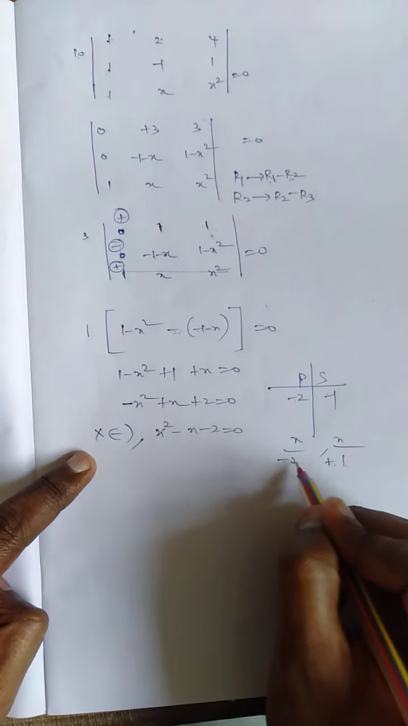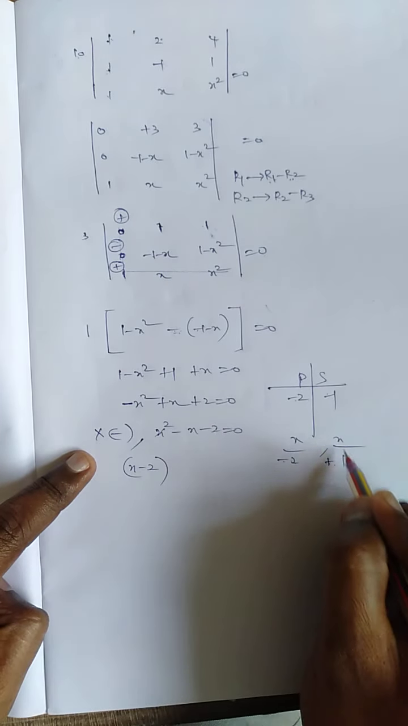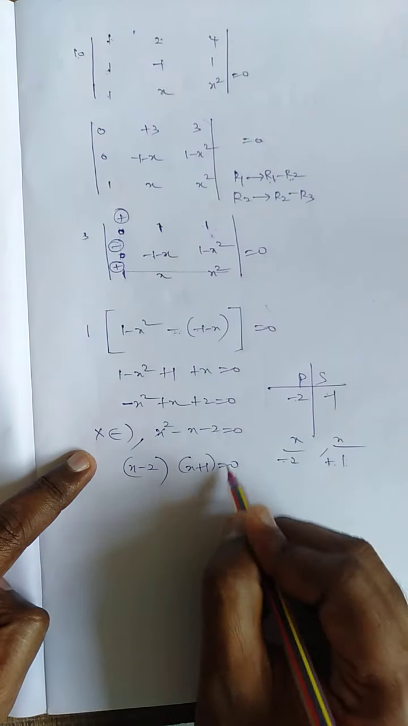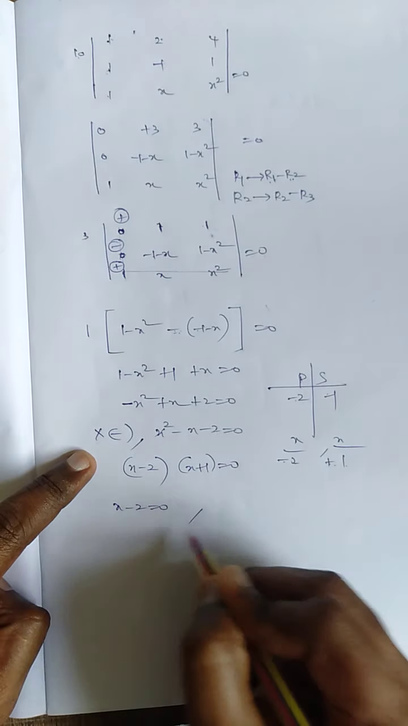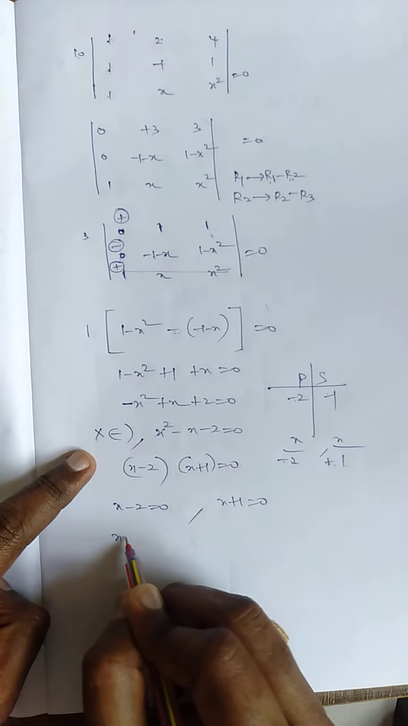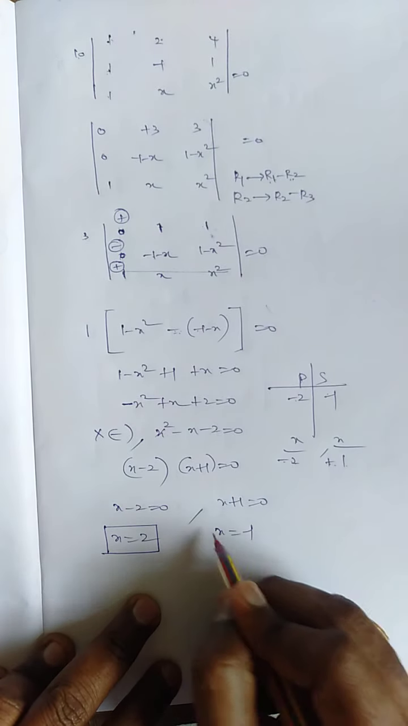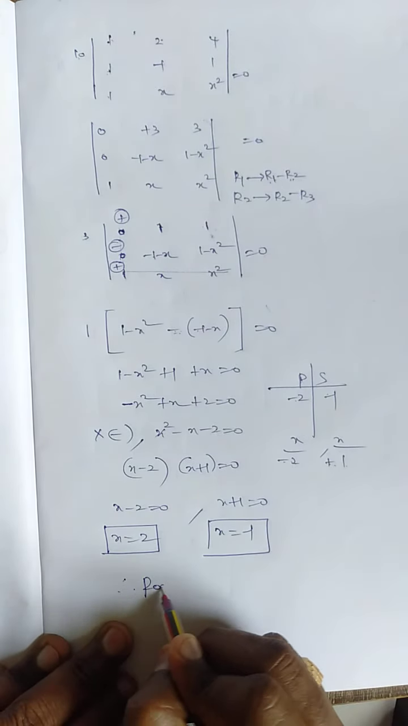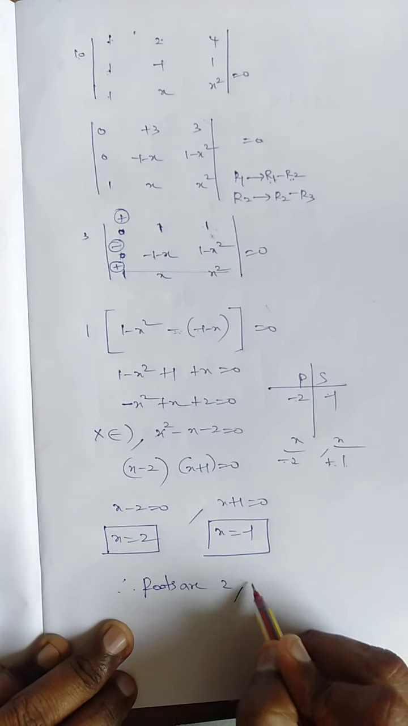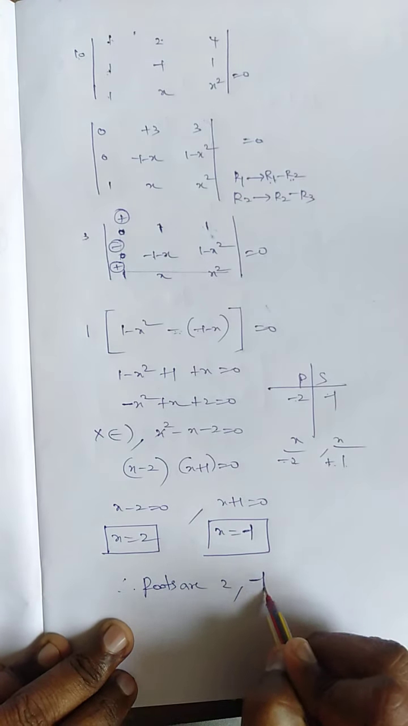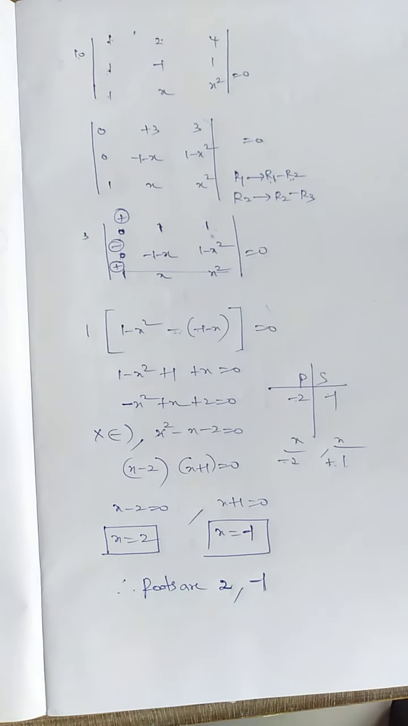So I can write x minus 2 and x plus 1, equate to 0. x minus 2 equals 0, x plus 1 equals 0. Therefore, x is equal to 2, and here x is equal to minus 1. Therefore, the roots are 2 comma minus 1, that is the answer.